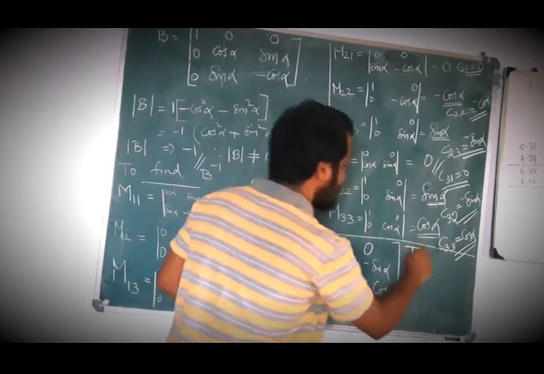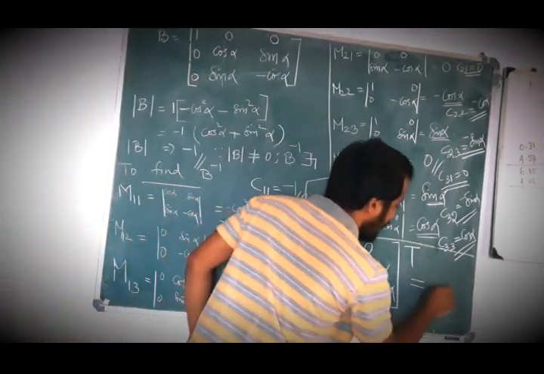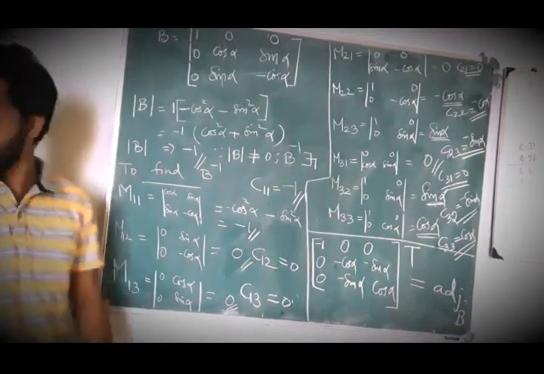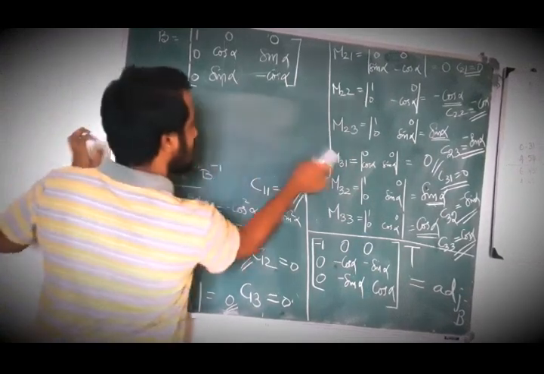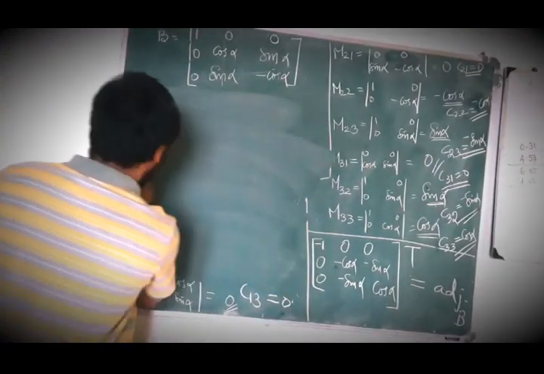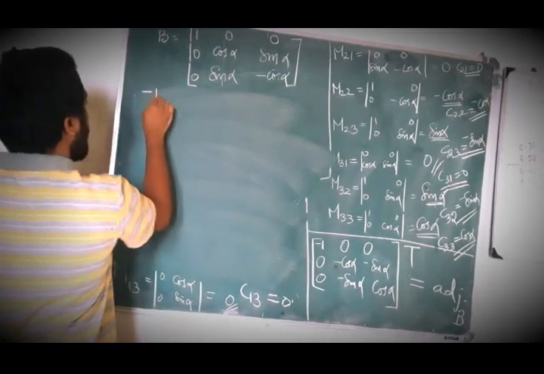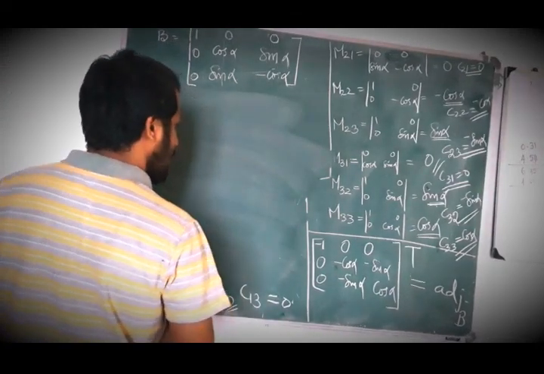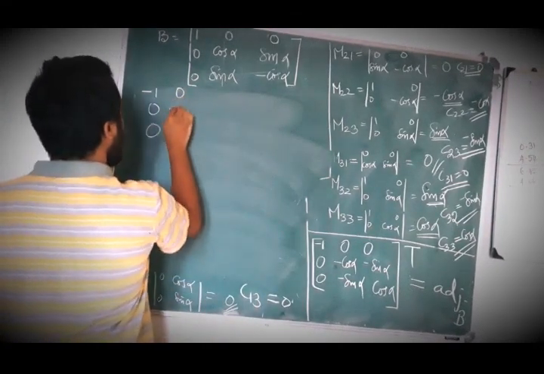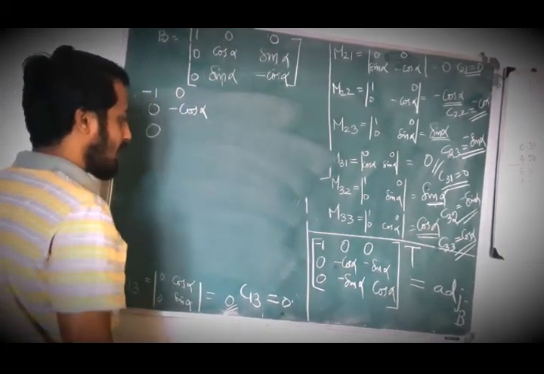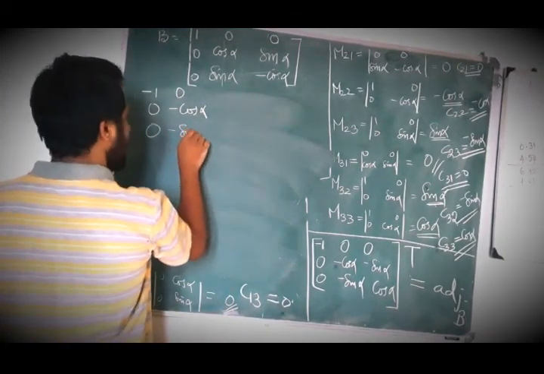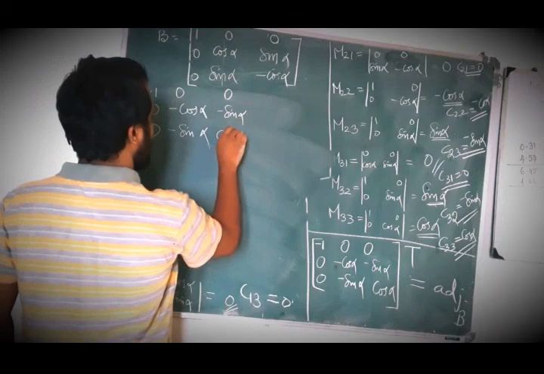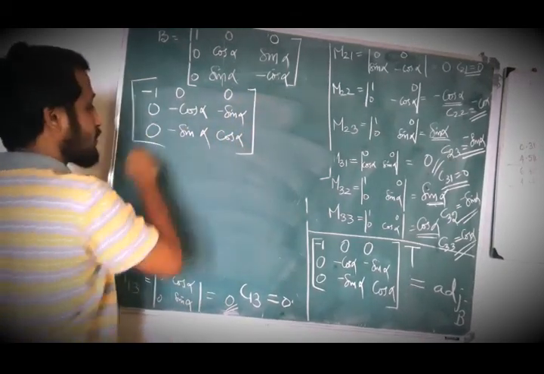If I take the transpose of the cofactor matrix, this is nothing but the adjoint. Yes or no? Adjoint A, sorry, it is not A, it is adjoint B, because the given matrix we have made as B. What's the transpose? Minus 1, 0, 0, then 0, minus cos alpha, minus sin alpha, then 0, minus sin alpha, cos alpha.